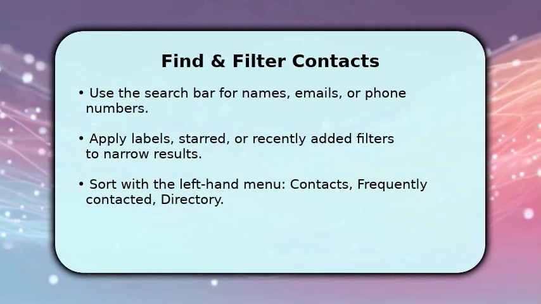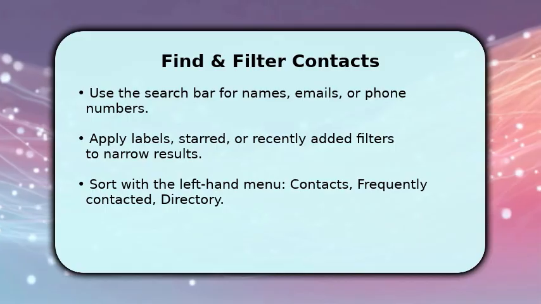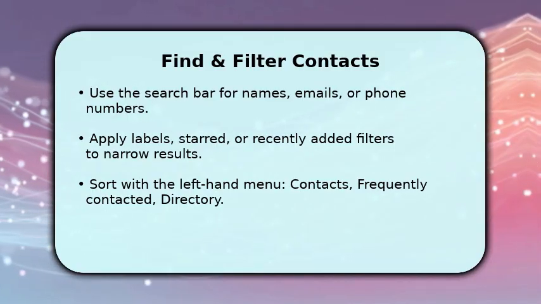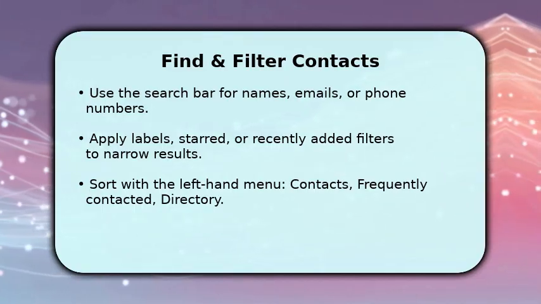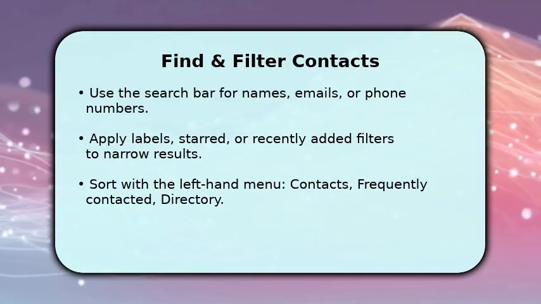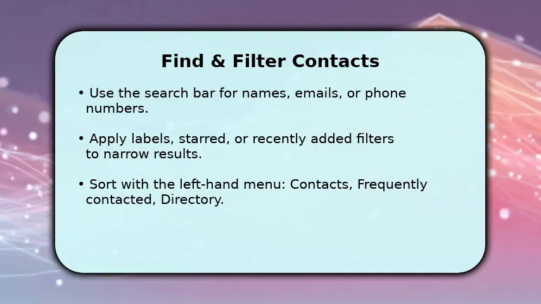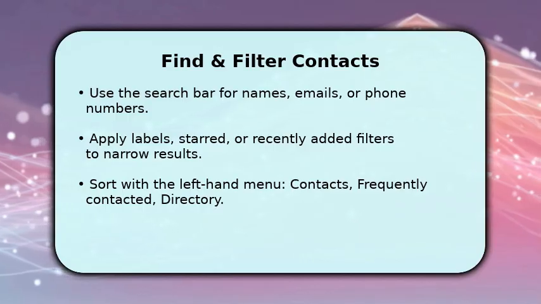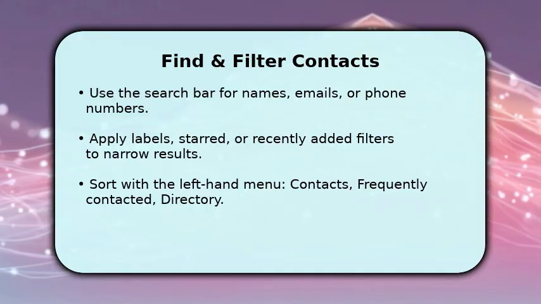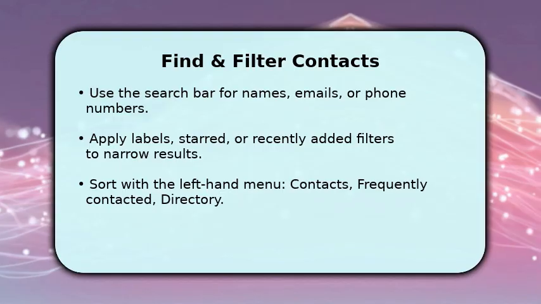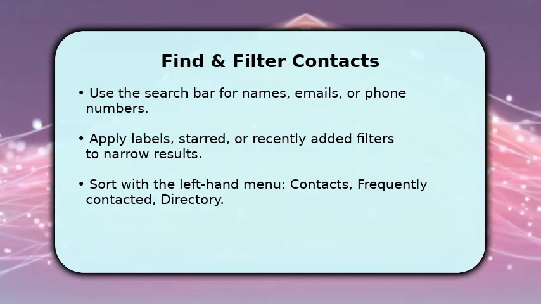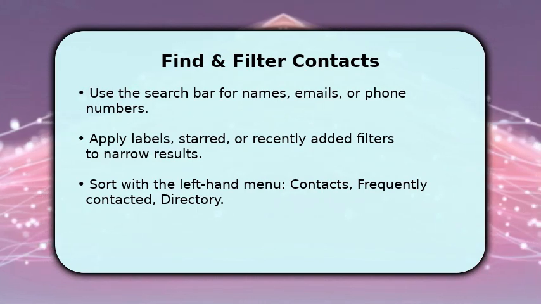Now focus on finding specific contacts. Type a name, email, or phone number into the search bar so you see matches instantly. Once you have results, apply filters like labels, starred, or recently added to narrow the list. This helps when many entries share similar names. Also check the left menu for categories such as contacts versus frequently contacted or directory to separate personal versus organization entries. Make sure to open a contact to confirm details before editing so you avoid accidental changes.